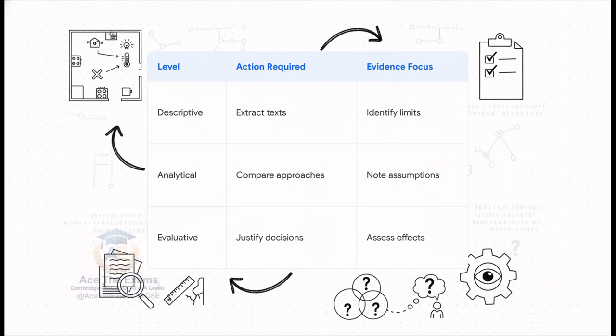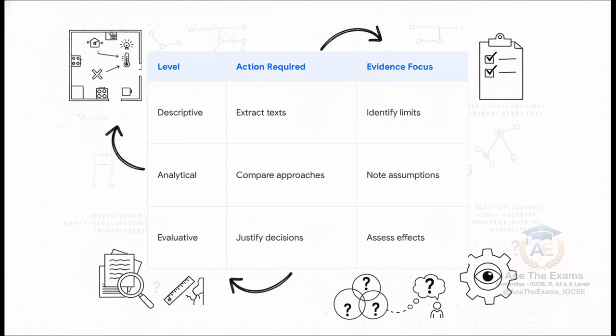For instance, you might be asked to compare the use of infrared sensors versus ultrasonic sensors in an autonomous vehicle's WSAN. What are the specific assumptions made in each approach? How do environmental factors like rain or fog affect one sensor over the other? Finally, we reach the top tier, the Holy Grail, evaluative. Here, you must justify recommendations and assess the effect on conclusions.